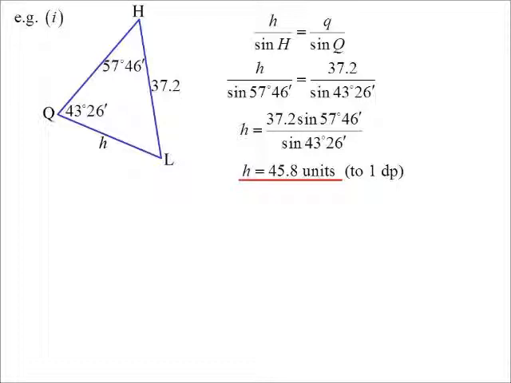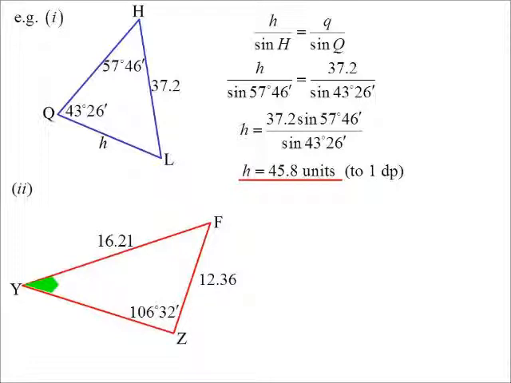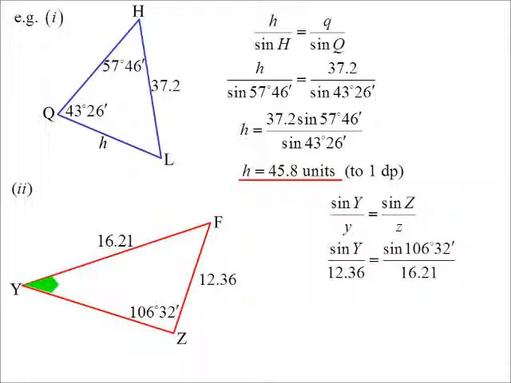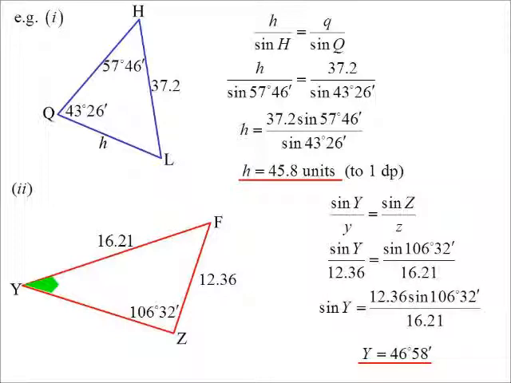And if we have to find an angle, so the angle I'm trying to find here is over here at y. Usually we turn the equation upside down, so what we're trying to find is on the top. So now I'll write it as sine y over y is equal to sine z over z. Substitute in, but before I can find y, I need to make sine y the subject. And again, a bit of calculator work, and we come up with 46 degrees 58. So they're really the two standard sort of questions we see with the sine rule.